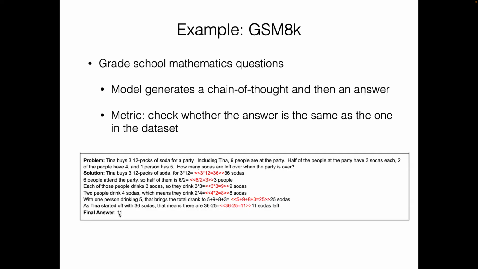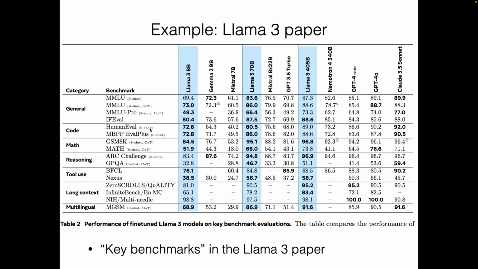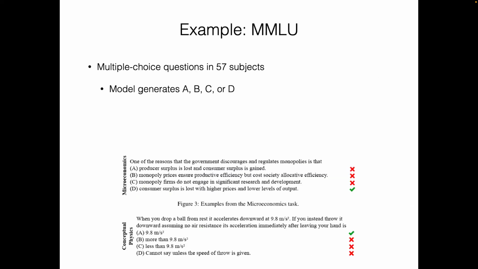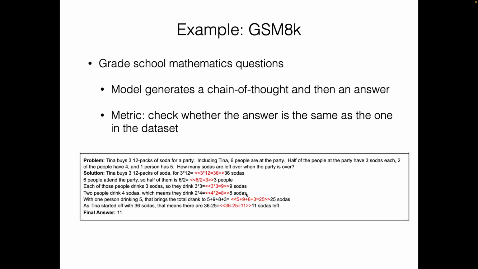So this one now has become kind of saturated. You could see here, when the Llama 3 paper was released, the models were starting to get high scores on them. But for a while, this was a really impactful data set, and it was used as representative of the ability to do mathematical reasoning.